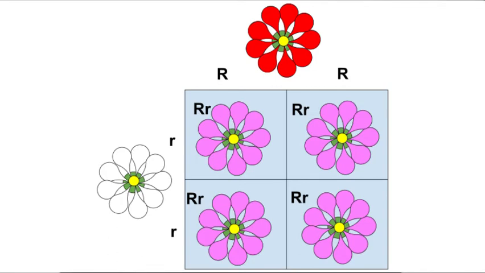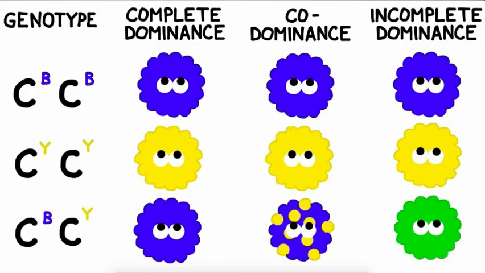So for instance, if you have a red flower and a white flower and you breed them together, the offspring will look pink instead of red or white. But the difference here is what that heterozygous thing looks like. With incomplete dominance, the heterozygous will look like a blending of the two traits.